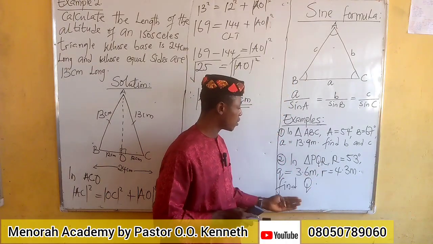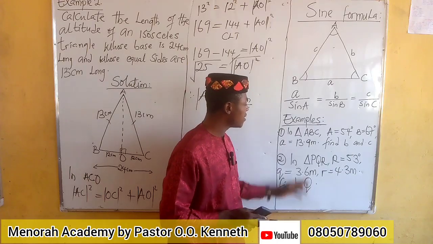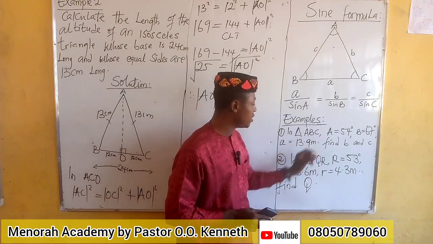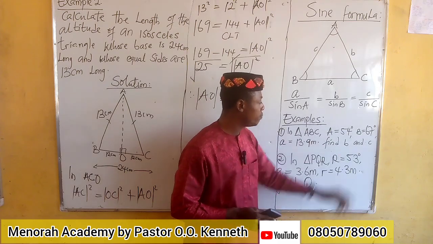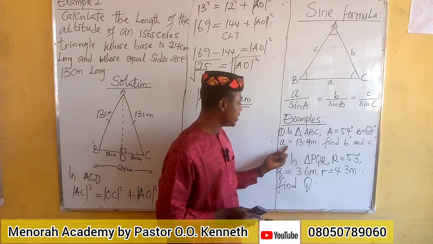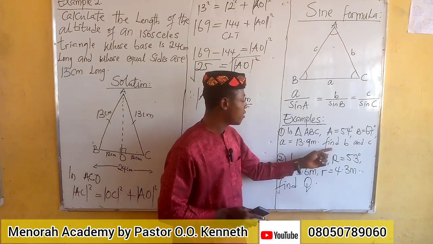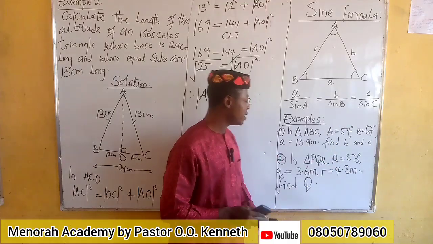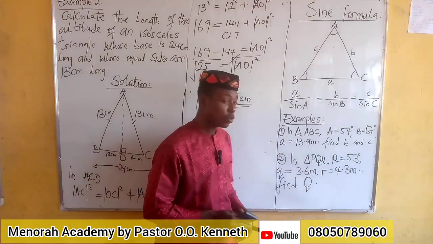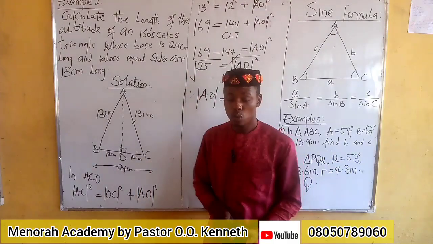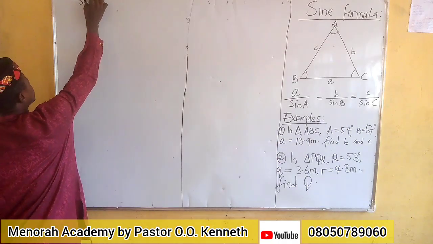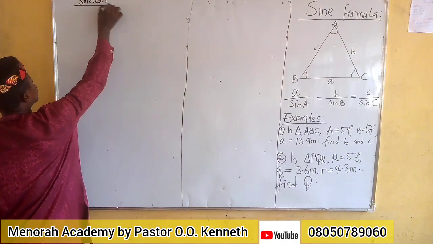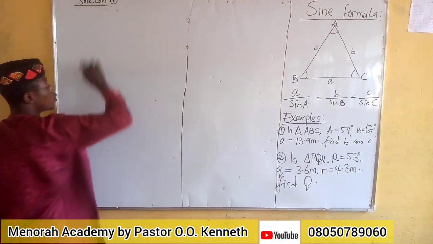Now look at this particular question. The question says, in triangle ABC, angle A is 54 degrees, angle B is 67 degrees, side a is 13.9 meters, find b and then c. That is question 1, and we are going to be solving this question very fast. Solution to question 1.